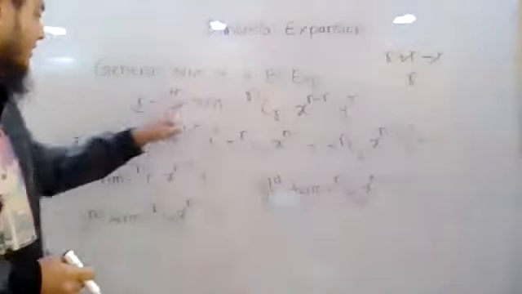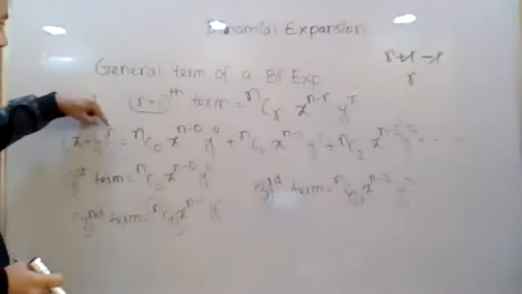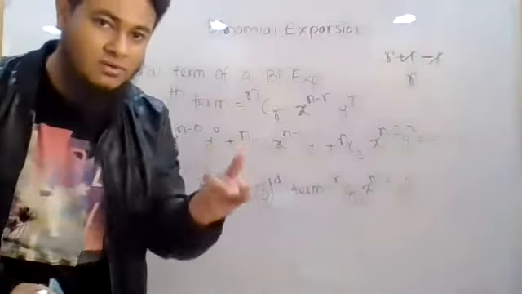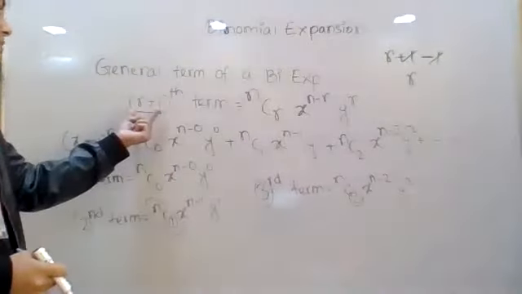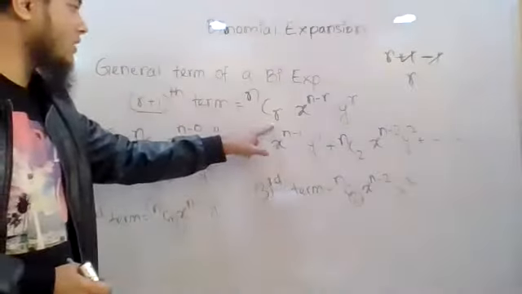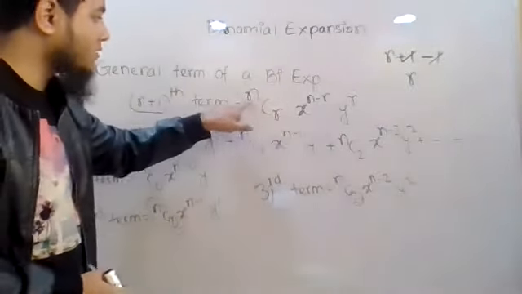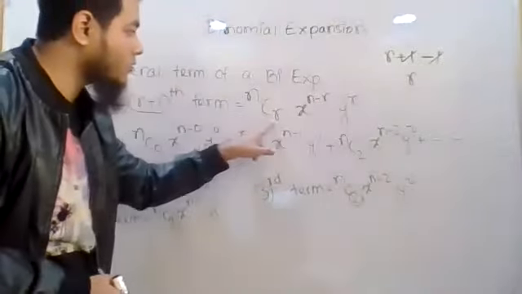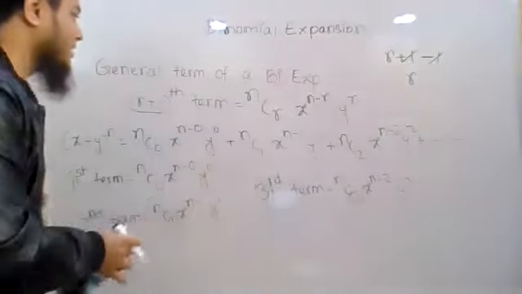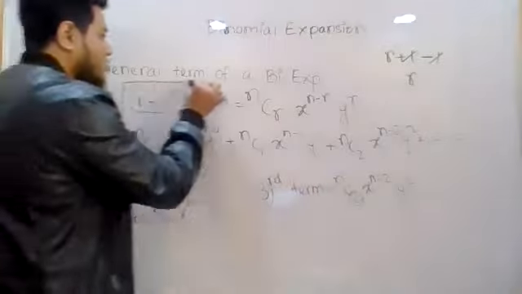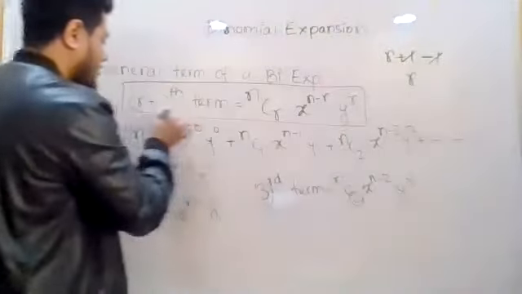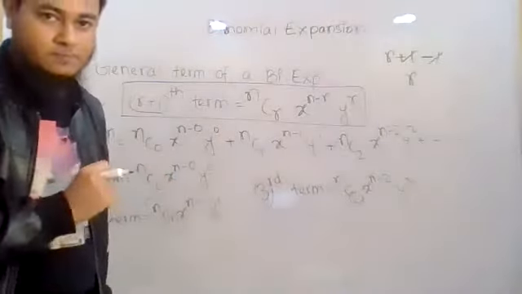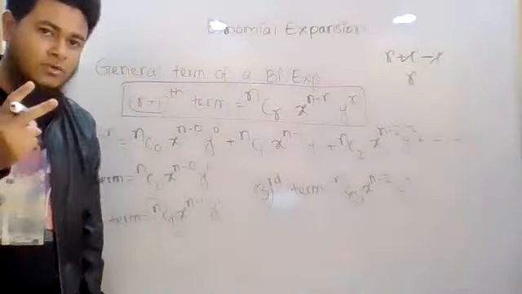So n, that is the power that we have here, and in a finite series we considered the nth term. Here we have considered the r plus 1 term. So we will put r over here, and then x to the power, the top one minus the bottom one, so n minus r, and y to the power, the bottom one only, that is r. So this is the formula that you need to write whenever you are asked to write the general term of a binomial expansion. It might come for 2 marks, okay?